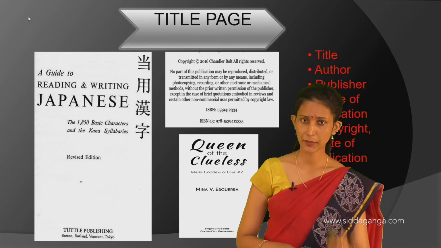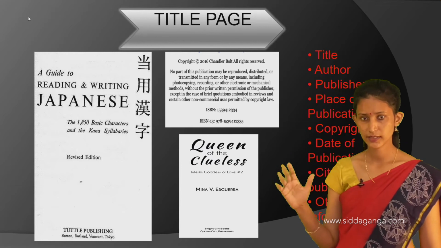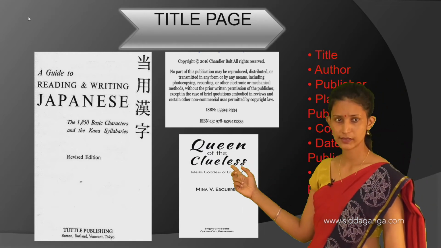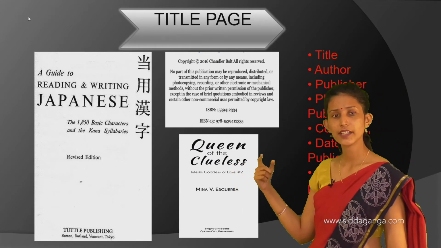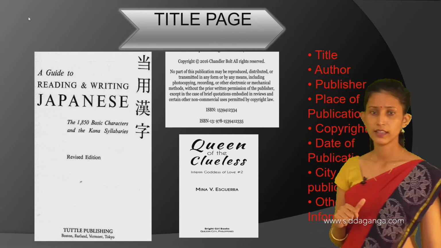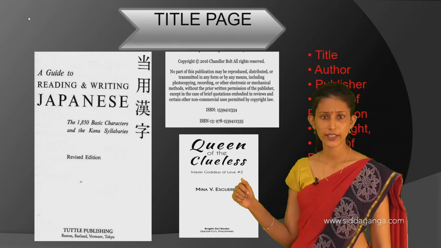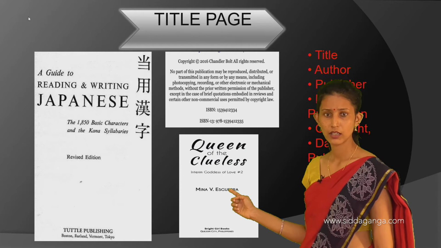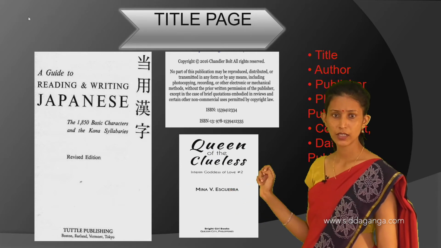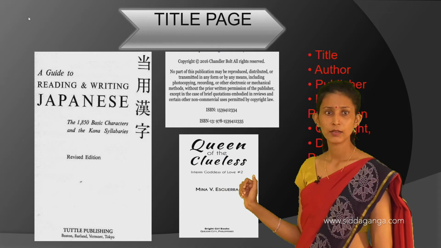Next is a title page. The title page contains the title. See now here, Queen of the Clueless, a guide to reading and writing Japanese. That's the title. Then the name of the author. Where can we see the name of the author? Here, see. Mina V. Esgura.